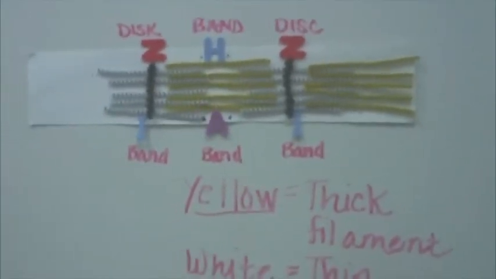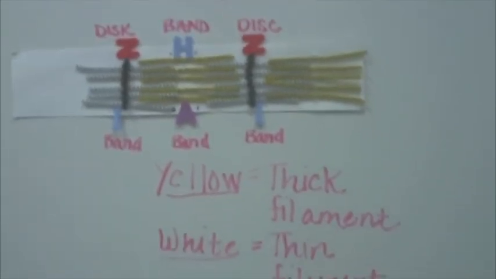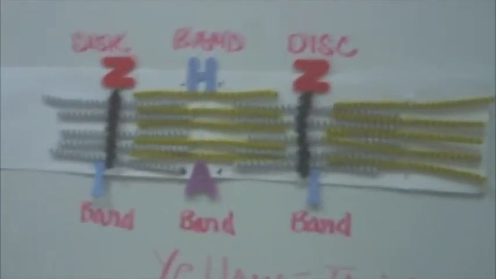This is a sarcomere. In skeletal and cardiac muscle, the portion of a myofibril from one Z-disc to the next, constituting one contractile unit.